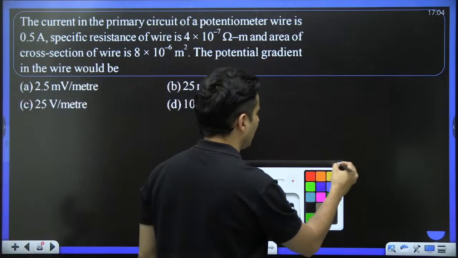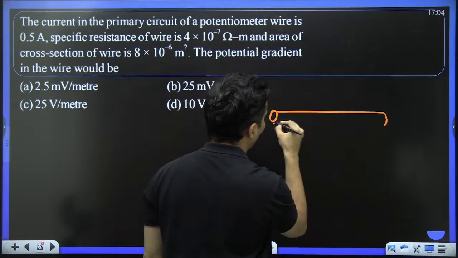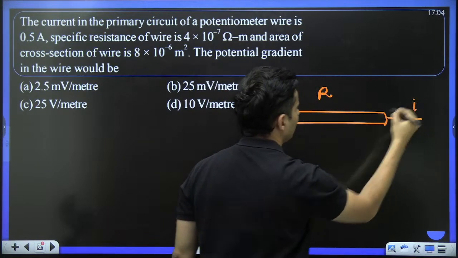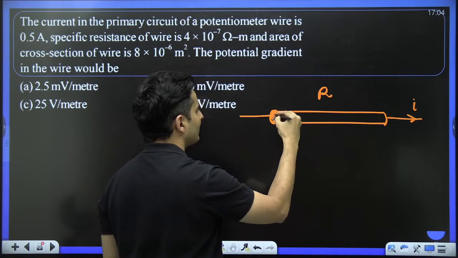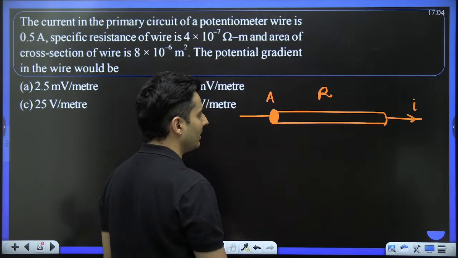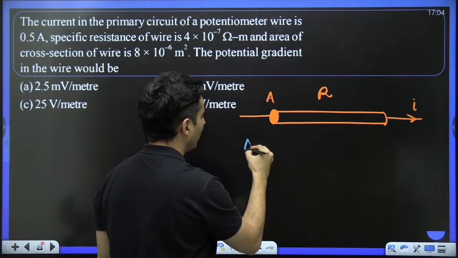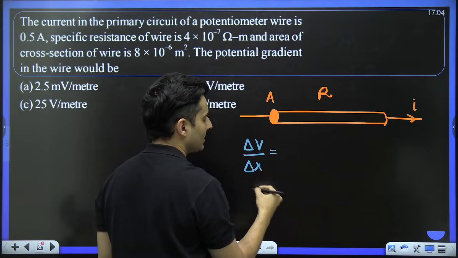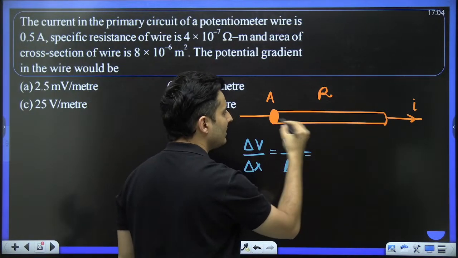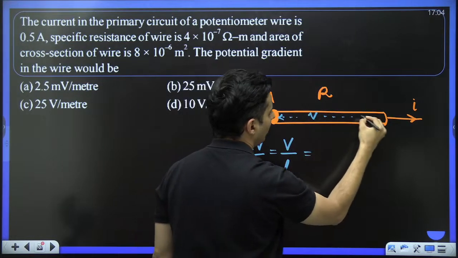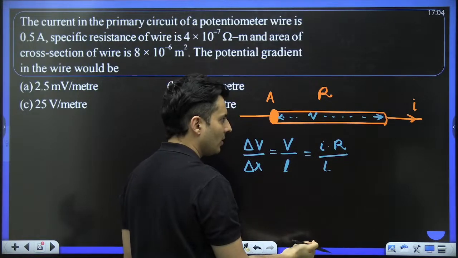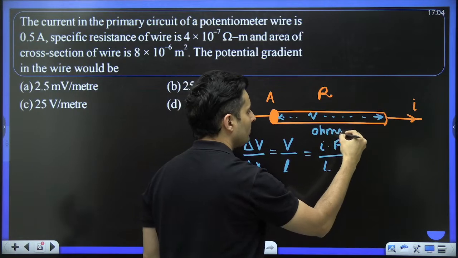Let's understand what this question actually means. So this is my potentiometer wire. It has some resistance. There will be some current flowing in it. Obviously, it has some area of cross section. It also has some resistivity. So in order to find the potential gradient delta V by delta X, it is the voltage divided by the length of the wire. Now the voltage across these 2 points is the current into the resistance. Current into the resistance by Ohm's law. Correct? So this is just using Ohm's law.